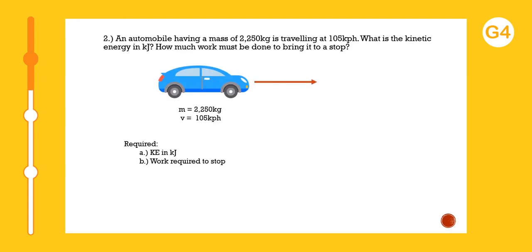Number 2, an automobile having a mass of 2,250 kilograms is traveling at 105 kilometers per hour. What is the kinetic energy in kilojoules and how much work must be done to bring it to a stop? Given are the mass of the car, which is 2,250 kilograms, and the velocity, 105 kilometers per hour. Required are the kinetic energy in kilojoules and the work required to stop.